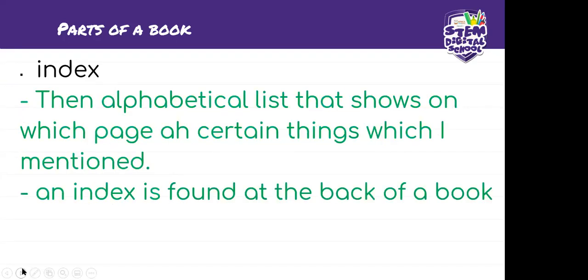Then next we will find what we call an index. Every book has an index, whether it is your math textbook, your English textbook, or your natural science textbook. At the end you'll find an index. What is an index? The index is the alphabetical list.